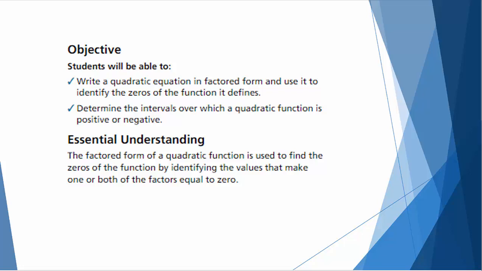So overall, the factored form of the quadratic function is used to find the zeros of the function by identifying the value that makes one or both of the factors equal to 0.